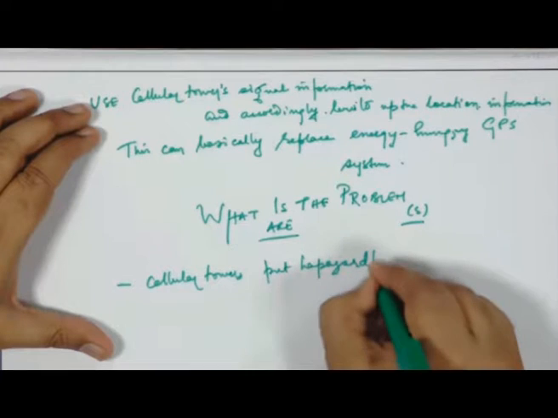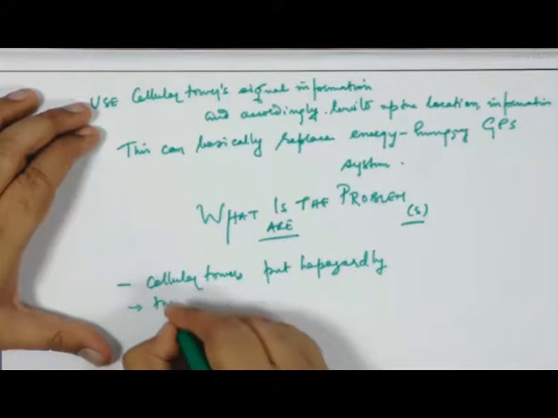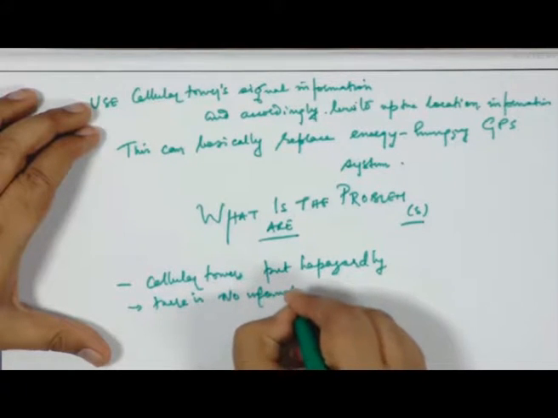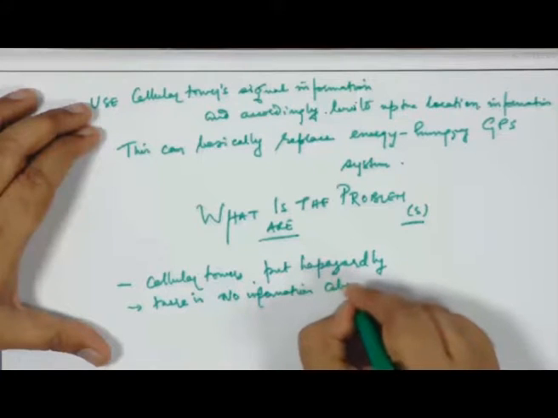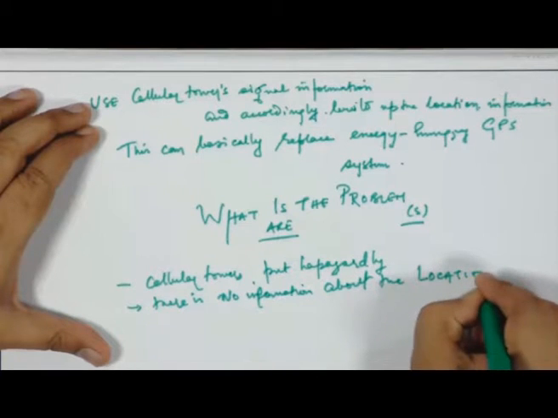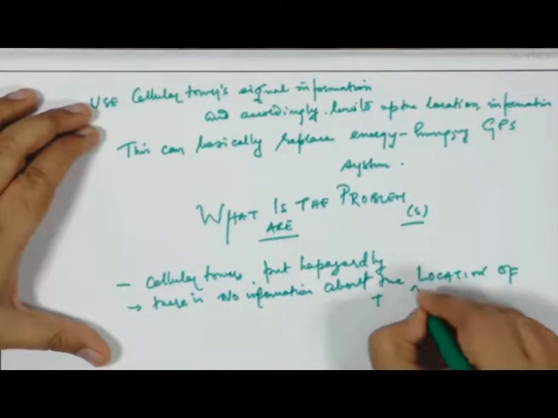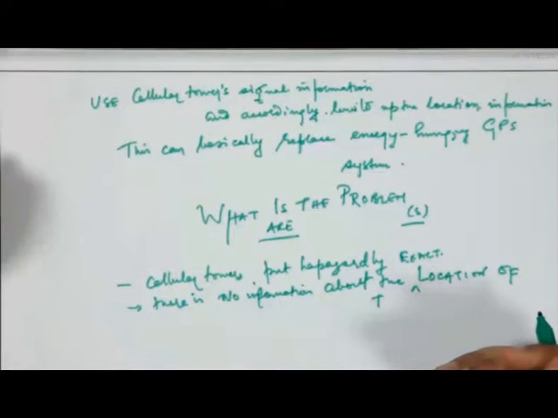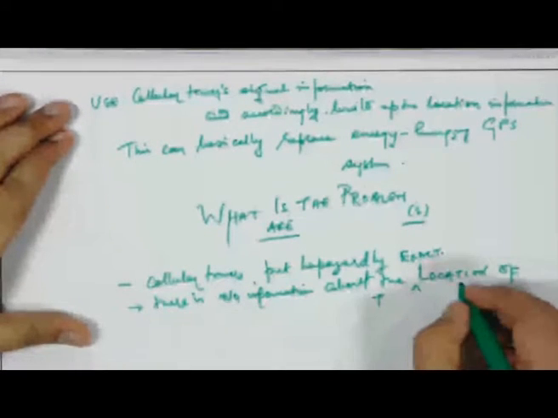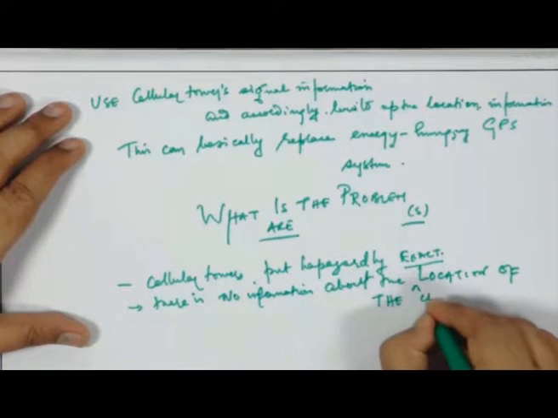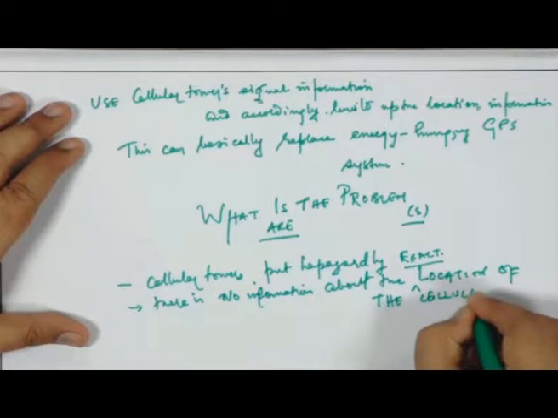There is no information about the exact location of the cellular towers. There is no database as such of the points where a cellular tower is present. So this is a problem.